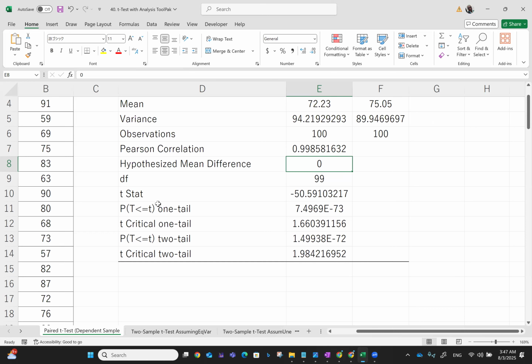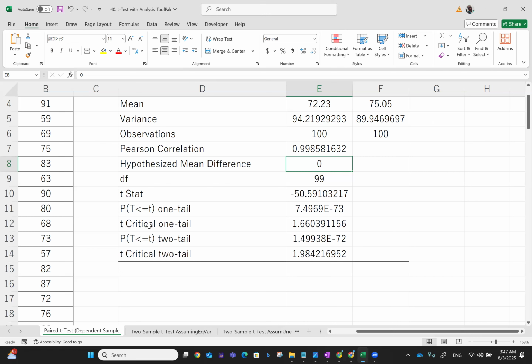Then we have t stat, which is minus 50. So t stat in this case is the calculated test statistic, and it's here minus 50.59. And then we have the probability t is less than or equal to t for one tail. And so this is very small. There are 72 zeros before you get to the 74969, so this is roughly 7.5 times 10 raised to minus 73. That's plenty of zeros. That's very, very small, right? That's the probability of observing the data if the null hypothesis is true, right?